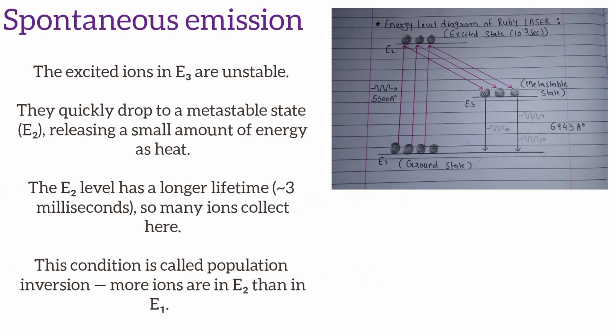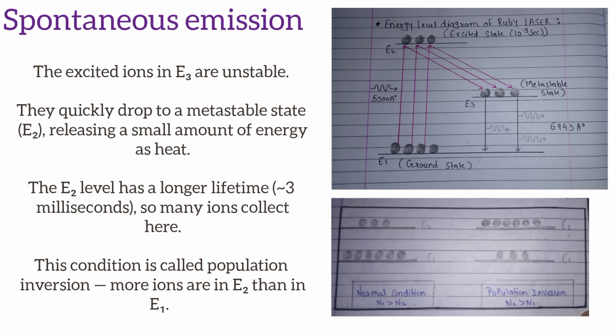Spontaneous emission. The excited ions at E3 are in an unstable state. They quickly drop to a metastable state E2, releasing a small amount of energy as heat. The E2 level has a longer lifetime, so many ions collect here. This condition is called population inversion. More ions are in E2 than in E1.